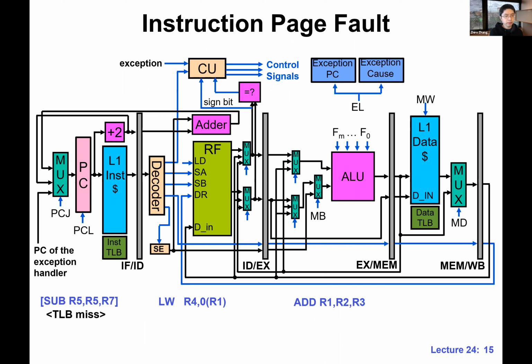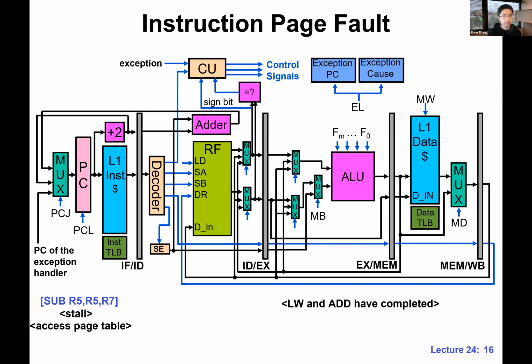After a TLB miss, where do we go? We go to the page table. Are we going to find the physical page number of this instruction in the page table? Yes or no? No, right? No way, because it's not even in the page table, because it's not even allocated. It's not in the main memory yet.